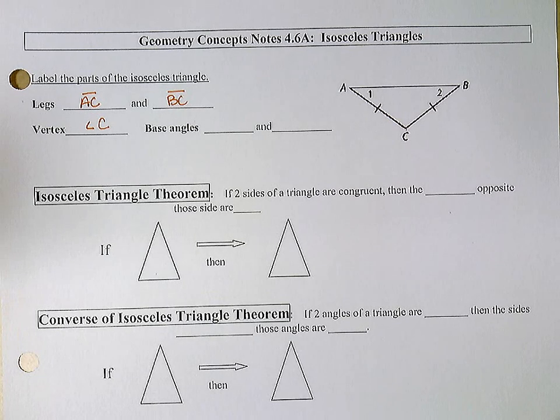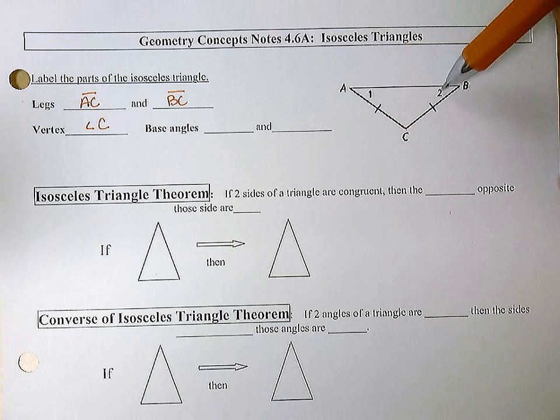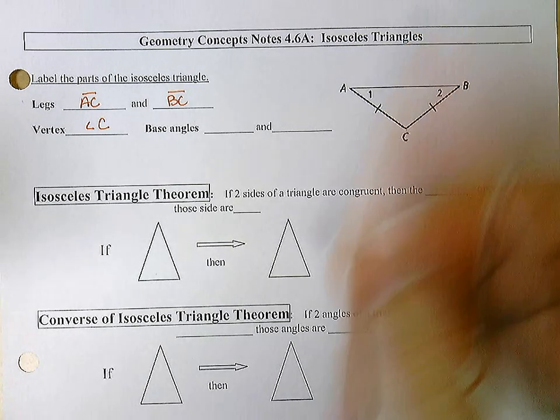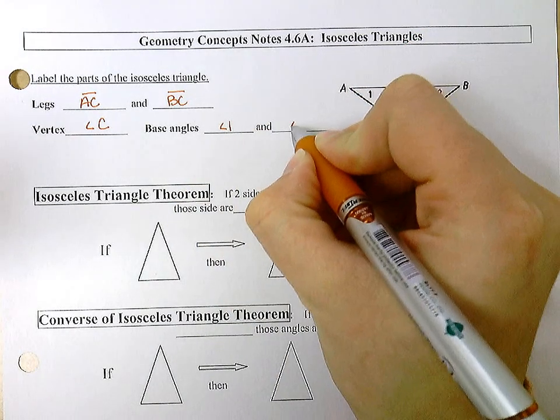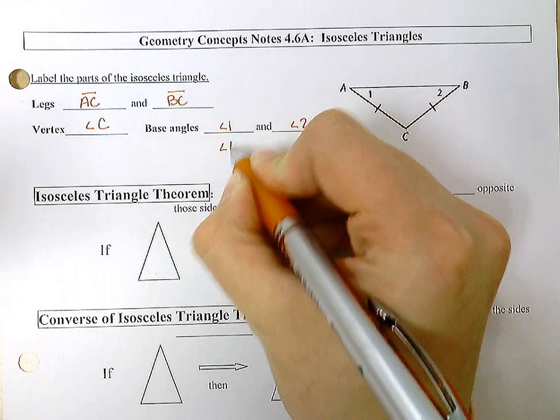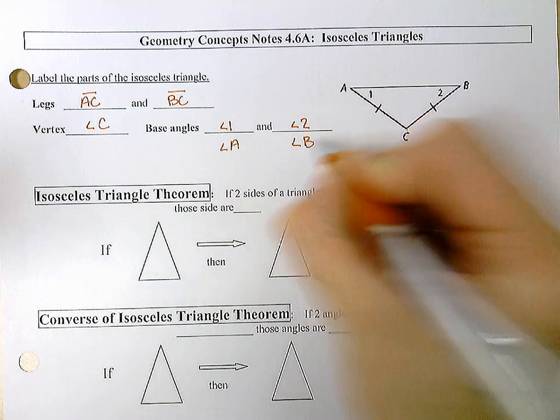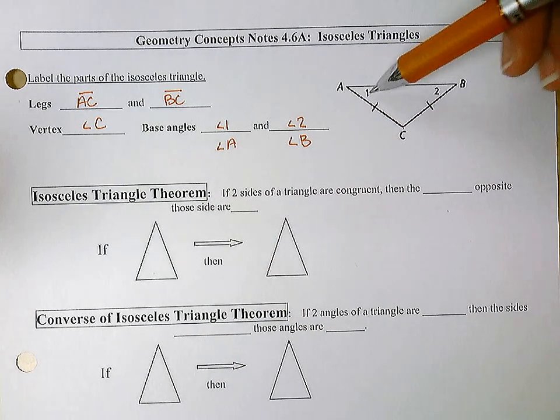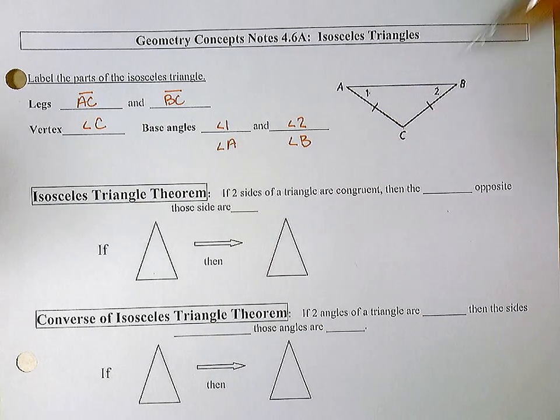Then you also have base angles. Your base angles are the other two angles in that triangle. So in this case, I could say this is angle 1 and angle 2. Or if you use the letters, it would be angle A and angle B. So those are your base angles.